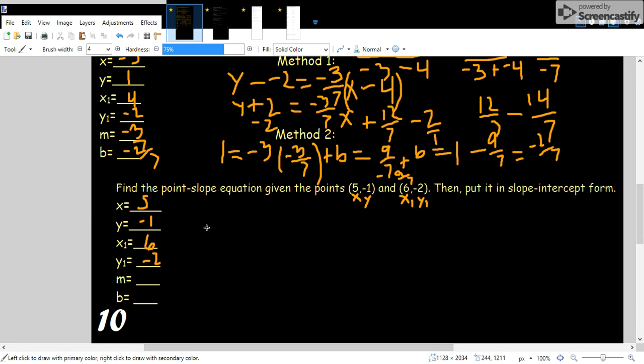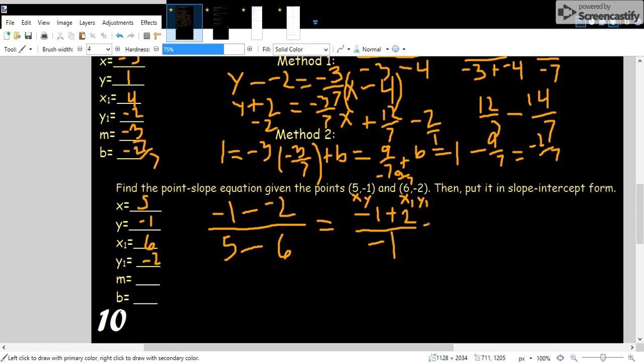So let's put it into the rise over run formula. If you do that, it'll look like this. Negative 1 minus negative 2 all over 5 minus 6. That's equal to negative 1 plus 2, also known as 2 minus 1, all over negative 1. Well, that's going to equal 1 over negative 1, and that's just negative 1. So our slope m is negative 1.